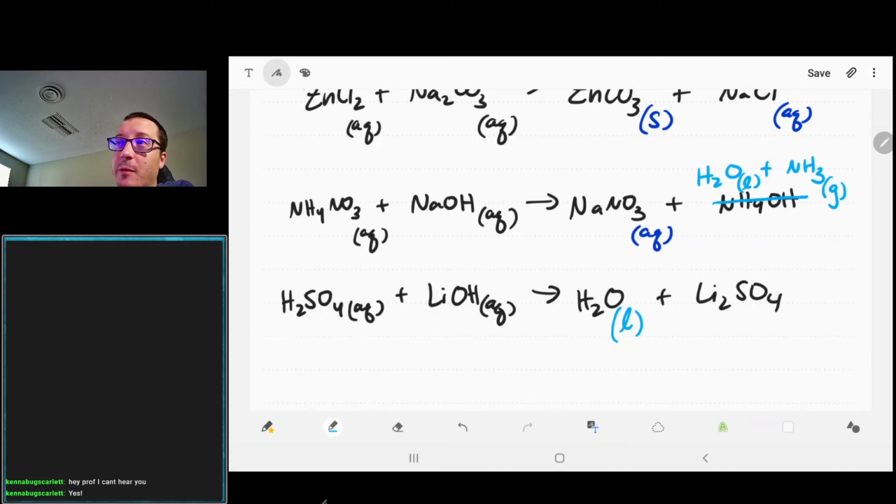And then our other compound, we have a compound with lithium, so it should be soluble. Sulfates are also generally soluble, so we're going to see that that one will be aqueous. So typically we have one aqueous product and one other one, so we have a solid, liquid, and gas here.